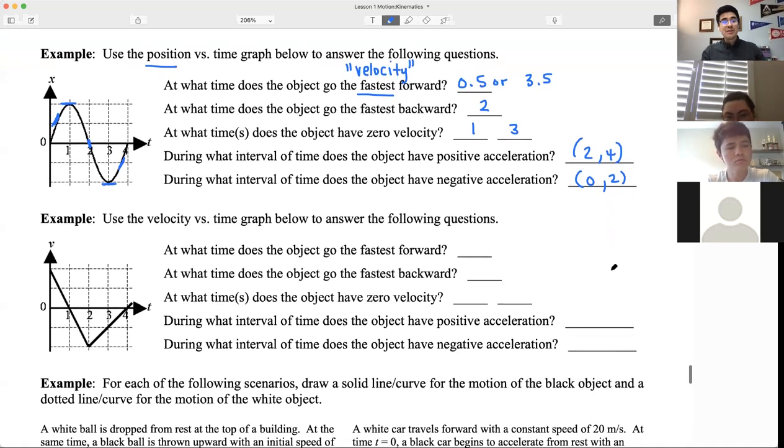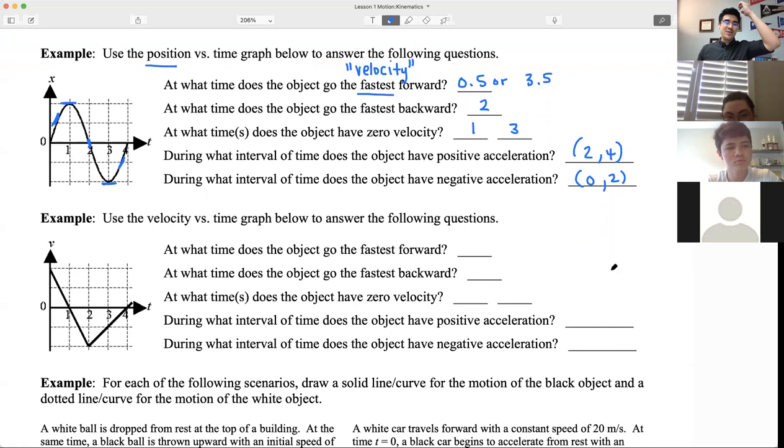Okay, now this one's a velocity graph, so that's confusing now. Now we have the speed in front of us. At what time does the object go fastest forward? This one's literally the velocity in front of us. So when is velocity the biggest? At 0, right? That's different from the position graph.